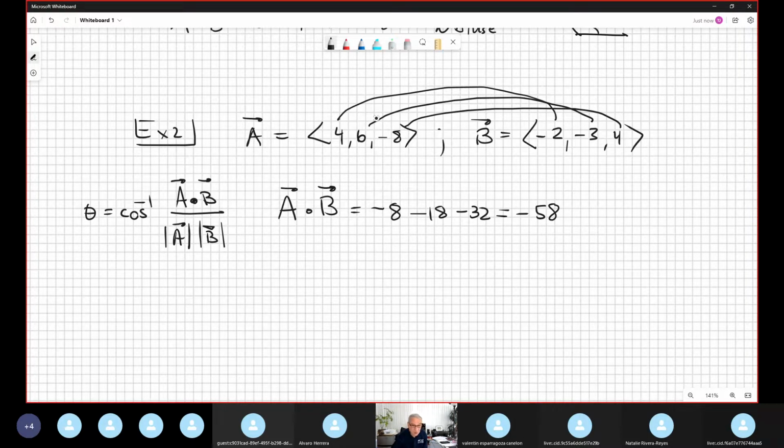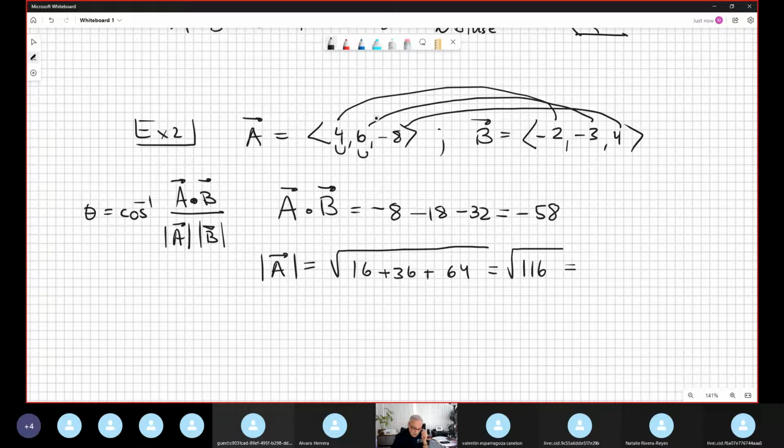I continue. I compute the magnitude of A, que es the square root of 4 squared, que es 16. So this component is squared, plus this component squared, que es 36, plus this component squared, you know the negative is inside the square, becomes positive, is 64. And this is the square root of 116. Okay, if you try to simplify a little bit, this is 2 radical 29.